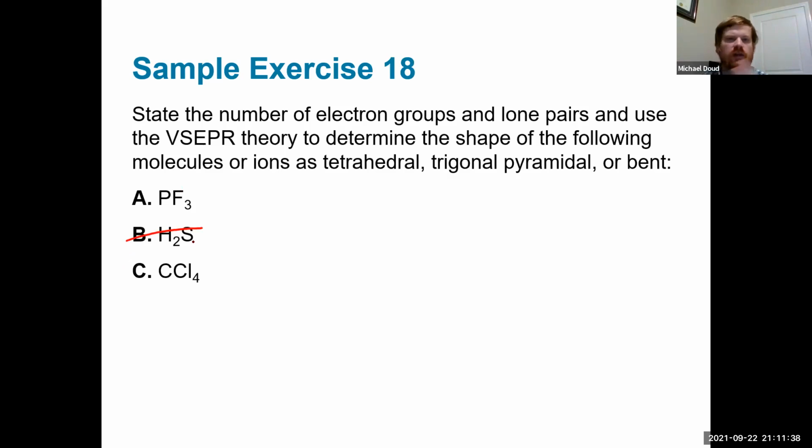Of course, if you're having trouble, I know this is a very dense topic, so we're going to be working on it later in lab. But for now, give it a try for PF3 and CCl4. Pause the video, and when you come back, we will go through the answers together. So pause. Okay, I'll assume you're back now.